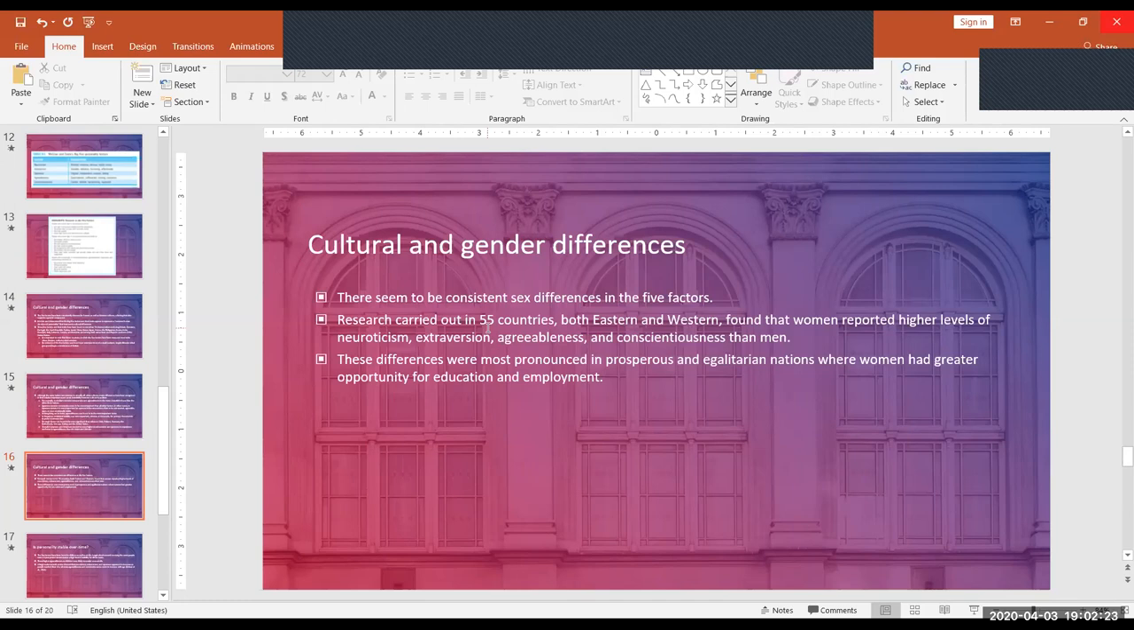And also, they found a pattern of differences between prosperous and egalitarian nations, where women had greater opportunity for education and employment. So these differences between men and women, strangely, are more vivid, more pronounced, clearer in prosperous and egalitarian nations than in the less prosperous ones, which is quite interesting.